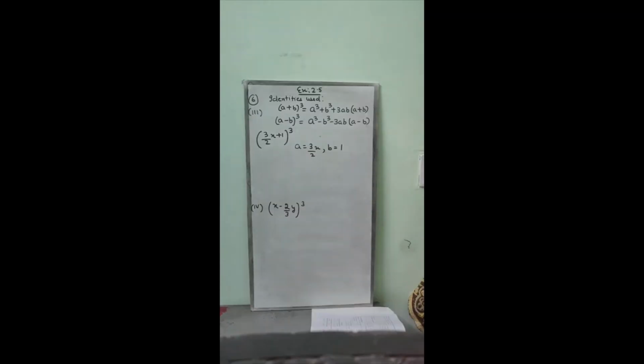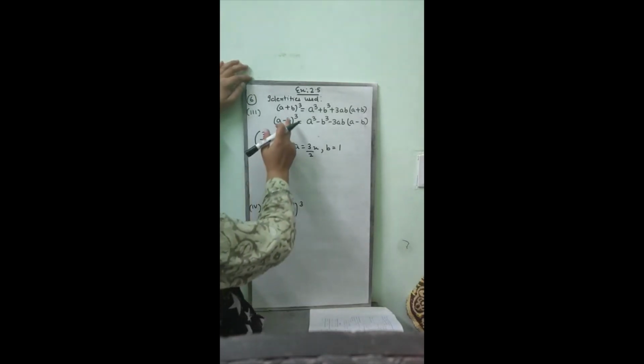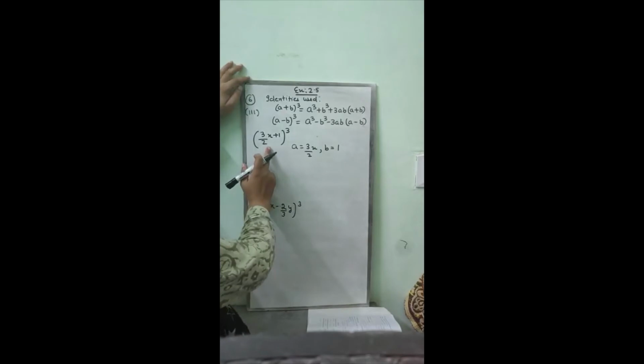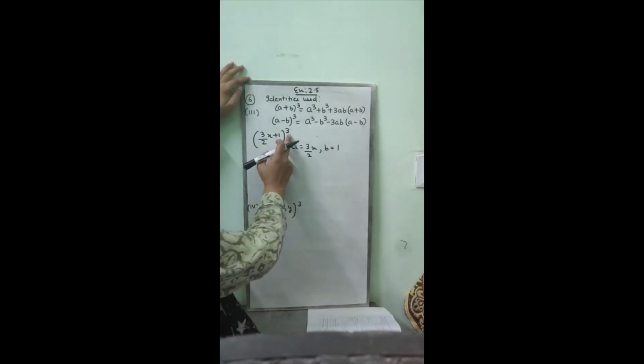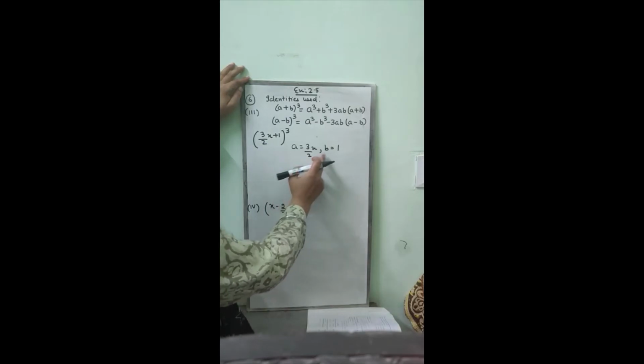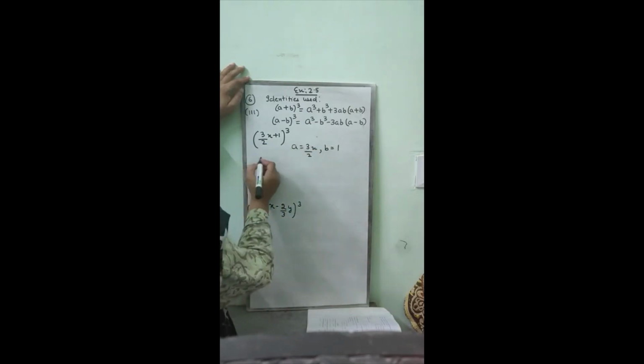Yes, students. Now we are going to discuss 6th sum third and fourth part with the help of (a plus b) whole cube or (a minus b) whole cube. Like in third part, (3 by 2x plus 1) whole cube. This is (a plus b) whole cube. a is 3 by 2x, b is 1. So what will be the answer?